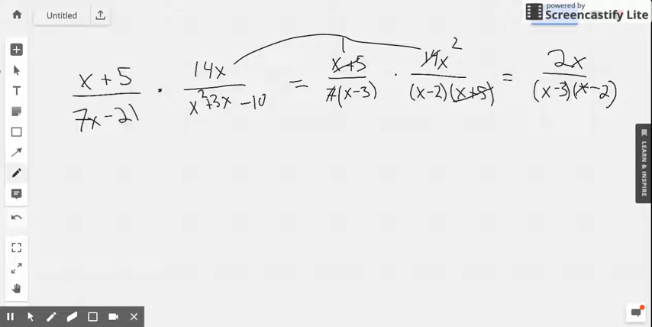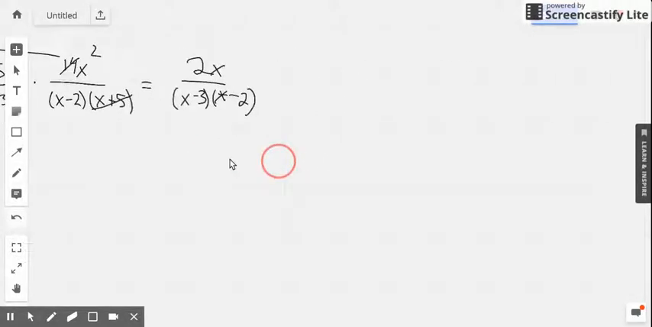Obviously, if it's just x plus 5 times something, just put the x plus 5 over 1. Okay, if you get a whole polynomial, not a rational expression, but just a polynomial, you can always put that polynomial over 1 for multiplication. Let's go on to division.